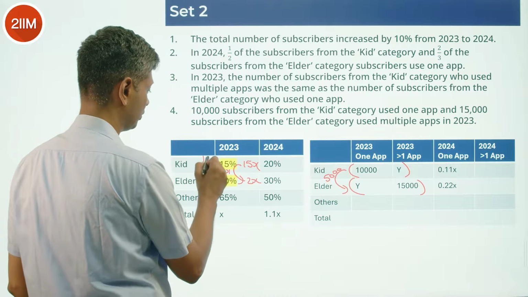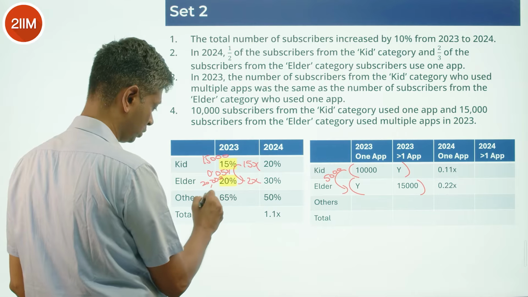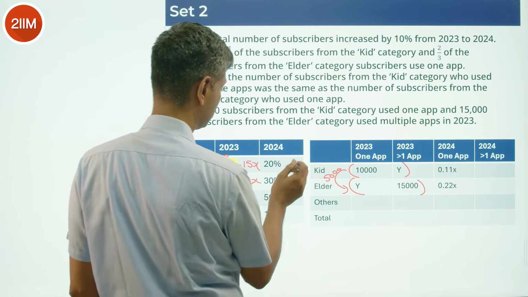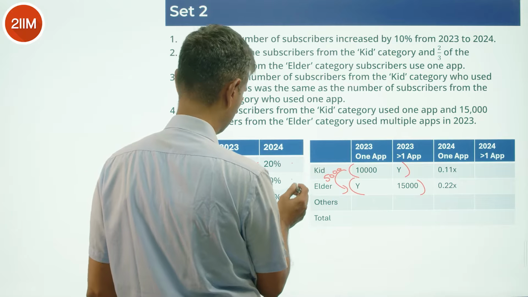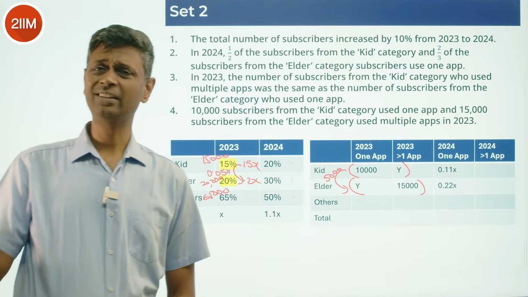So this total is 15,000, this total is 20,000, this total is 65,000. Can fill everything else. This is 20,000, 30,000, sorry, 22,000, 33,000, 55,000. And everything else can be filled in after this.